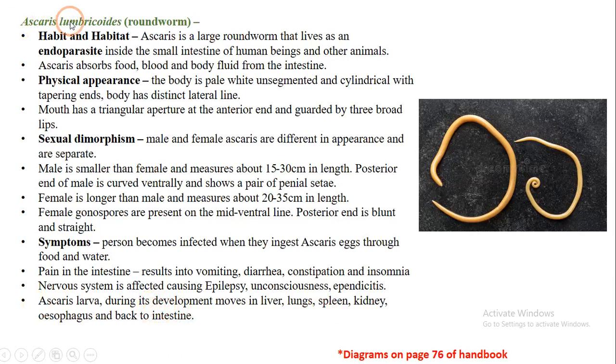So the infection of Ascaris will show a symptom of pain in the intestine, and this pain will result in vomiting. It will result in diarrhea, constipation, and insomnia. What is insomnia? It is sleeplessness. Okay, a person cannot sleep. Then the nervous system is also affected, causing epilepsy, unconsciousness, and appendicitis.